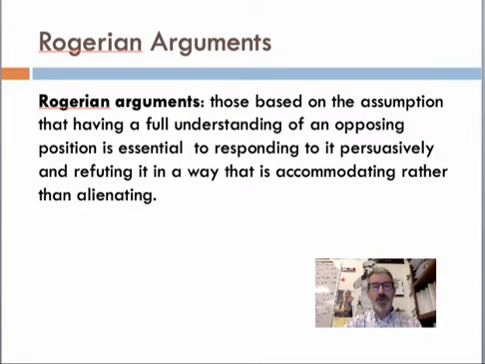First type of argument that we're going to go over is what's known as a Rogerian argument. And this is kind of a cool, I think, philosophy to look at these things. Rogerian arguments are those that are based on the assumption that having a full understanding, a complete understanding, not only of your own position, but also of the opposing position, is essential to basically being an intelligent human being, to responding to it persuasively and refuting a particular argument in a way that is accommodating rather than alienating.